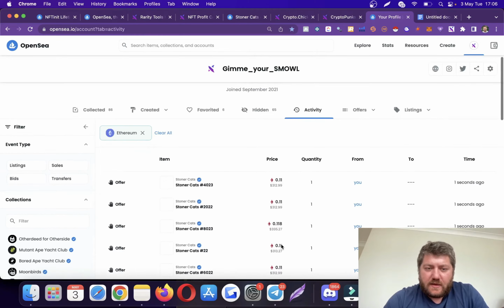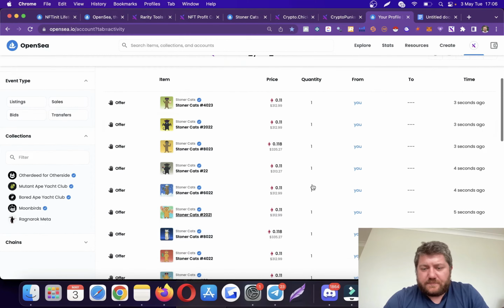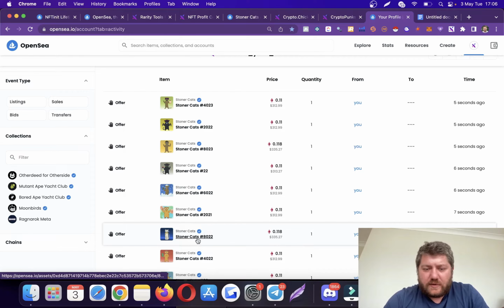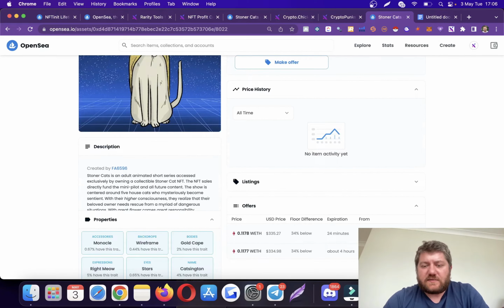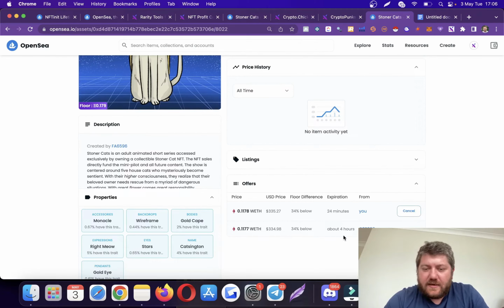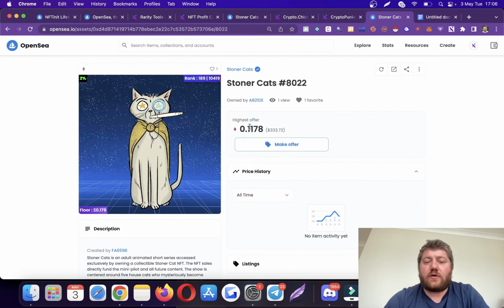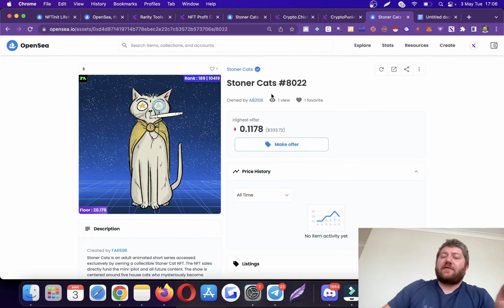Let's check the, yeah, you see. All right, so in this one, I have more than 0.11. So this was my competitor. That person bid 0.1177, and the system outbid him just by a little bit. So it is me who has the highest offer. This is how the private key bidding works.